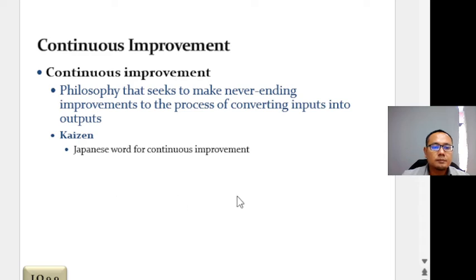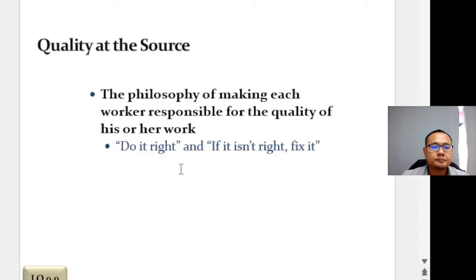So continuous improvement is one of the very important elements in TQM as well. It's a philosophy that seeks to make never-ending improvement to the process of converting input into output. One other term that's quite familiar with continuous improvement is kaizen. That's a Japanese word for continuous improvement.